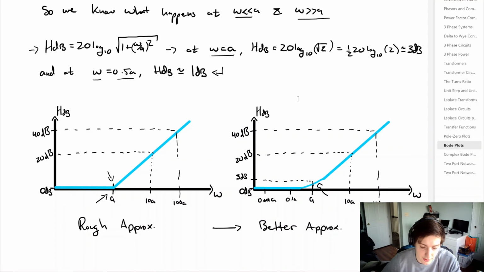So if we look at our comparisons, on the left here we have this sharp inflection point at a, but on the right here, we can actually see the nature of what's going on for omega equal to a, or around that ballpark. So on the left here, we have a very rough approximation. On the right, we have a better approximation.